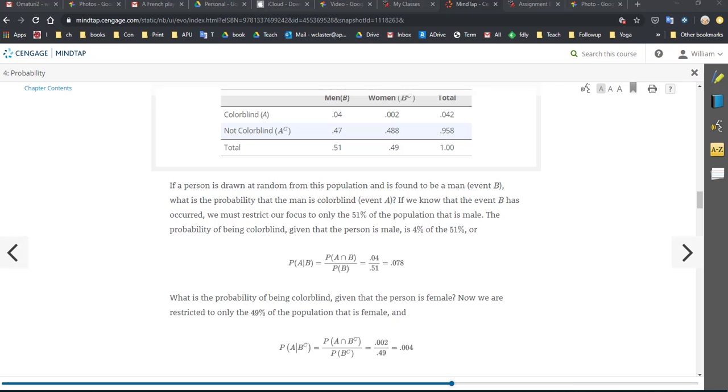So it's a lot higher for men than it is for women, right? How much higher? Let's see. It's nearly 16 times higher, right? It's probably even more than 16 times higher. Did I get that right? I think so. Yeah. So it's a lot more likely to be colorblind if you're a man than it is if you're a woman. It's like 16 times more.